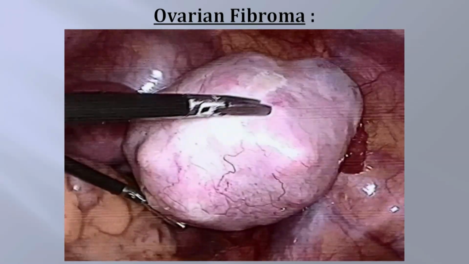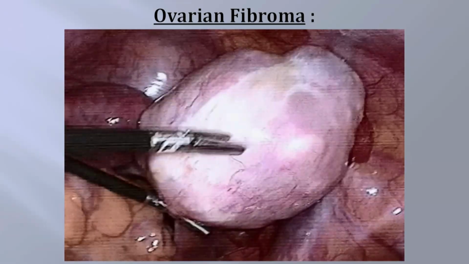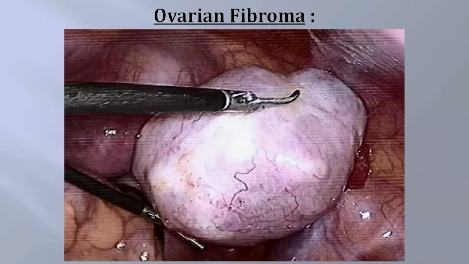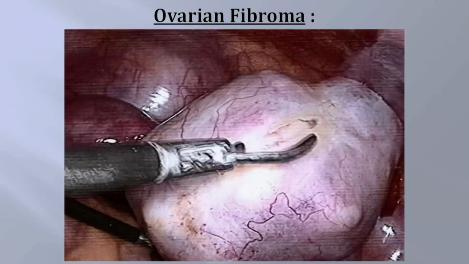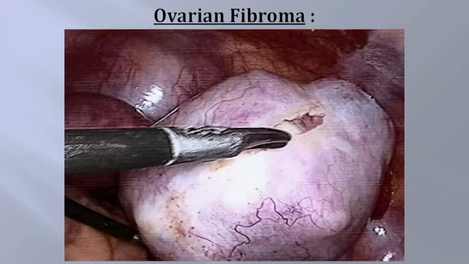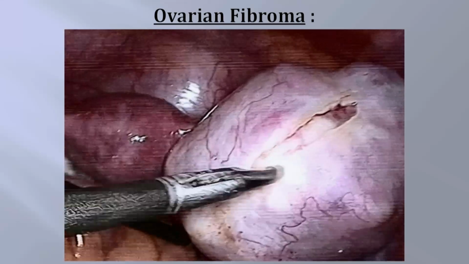Here an interesting case is shown. Now this is an ovarian fibroid, fibroma. So it is a large fibroid which has grown into the ovary. It is very hard to remove. It does not have good planes, and it is very much stuck to the ovarian tissue.